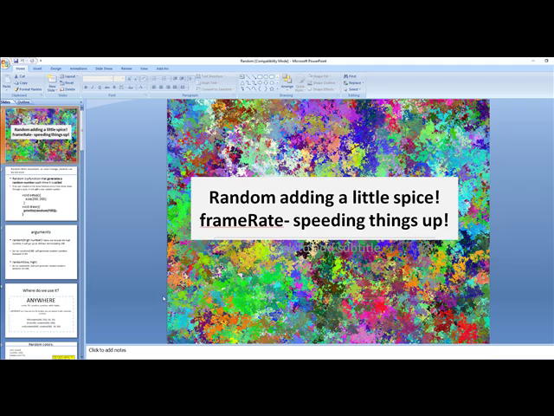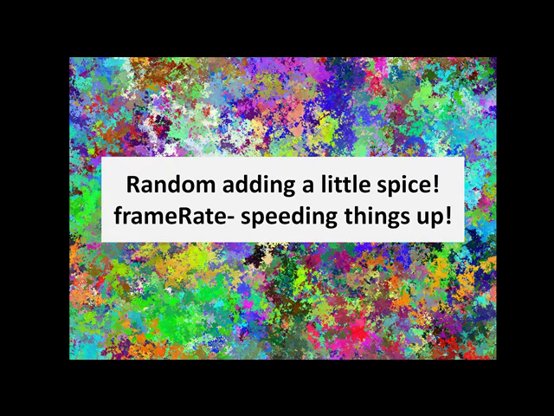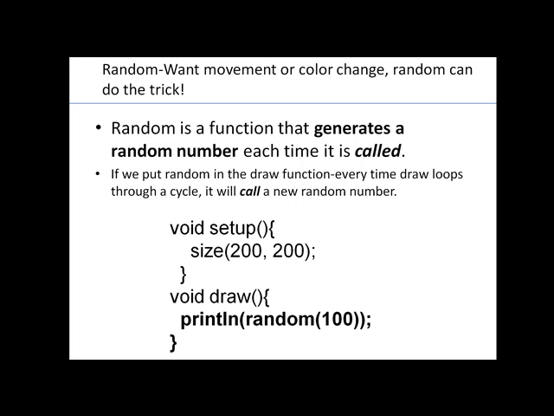So random, adding a little spice, and we'll talk about how you can use frame rate to adjust the speed. So first of all, I want you just to see how random works, and we can talk about the console in processing and how you can use that to see what numbers random is generating.